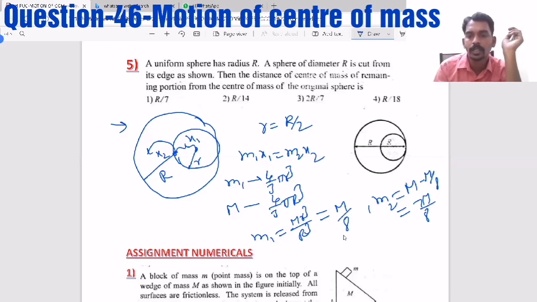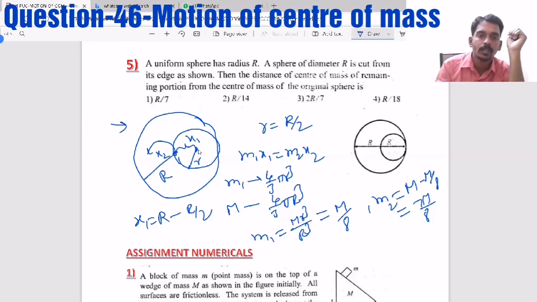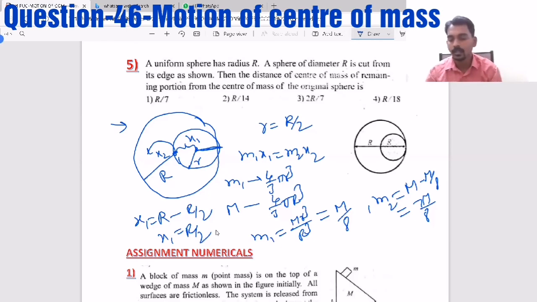Now we got m1, m2 in terms of capital M, and x1 is this one. From the diagram, x1 is capital R minus r by 2. See, this is R by 2 and this is R and this is R by 2. So this total is R. So what will x1 become? R minus R by 2, nothing but R by 2. Now you have m1, x1, m2. So what can you find?